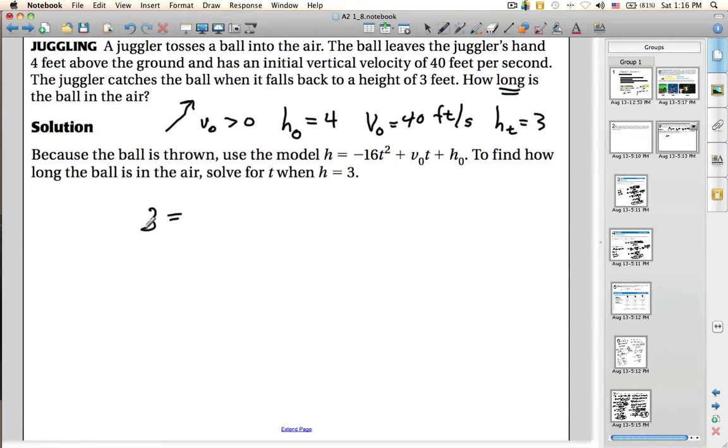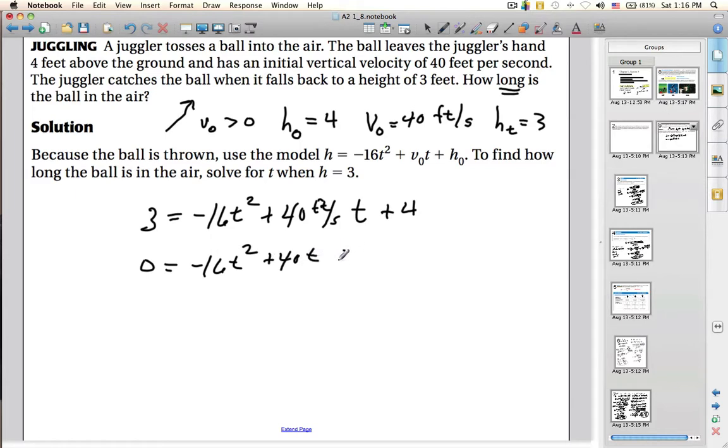The height at the time I'm looking for, at the very end when it's back in his hand, is equal to negative 16 t squared. Remember, that's gravity, plus the initial velocity, 40 feet per second, times time, plus the initial height of 4 feet. To solve, I want to subtract 3 from either side. So I'll end up with negative 16t squared plus 40t plus 1. 4 minus 3 is 1.